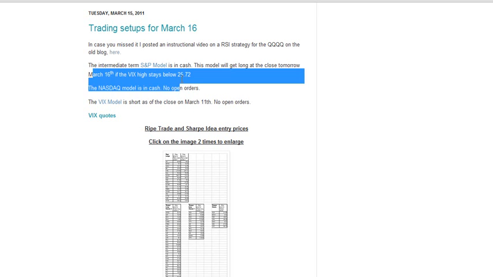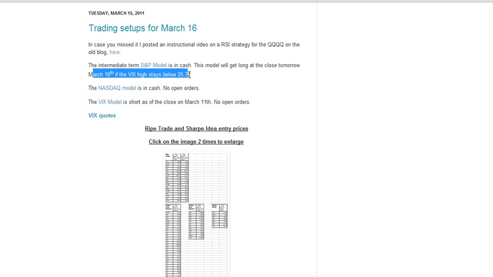So the next step is you have to follow the VIX high and make sure the criteria is met of it staying below 2572. If that criteria is met throughout the day, you leave the order there. You let it get executed on the close. If at any point during the day that criteria is broken and the VIX breaks that high of 2572, you cancel the order.